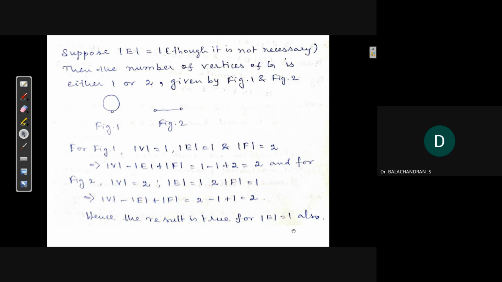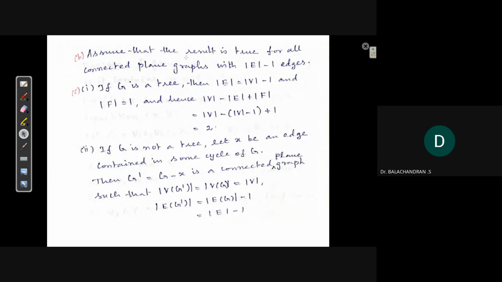Next, assume the result is true for all connected plane graphs, or planar graphs, with cardinality of E minus 1 edges. Usually in mathematical induction, we prove it for n equal to 1, and we assume the result is true for n minus 1, and we are going to prove the result for n. So similarly here, assume the result is true for all connected planar graphs with cardinality of E minus 1 edges.